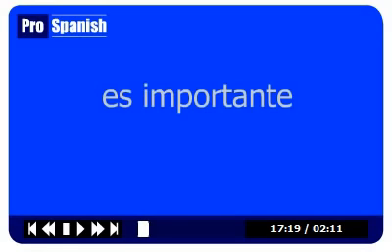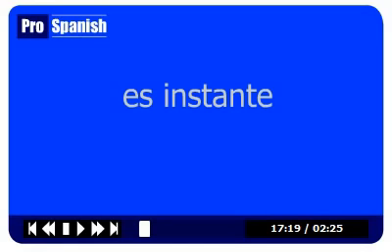The word for it's big, it's small, is es. How would you say it's important? Es importante. How would you say it's instant? Es instante.